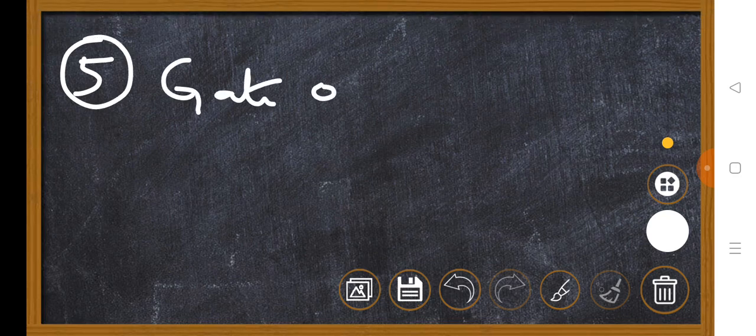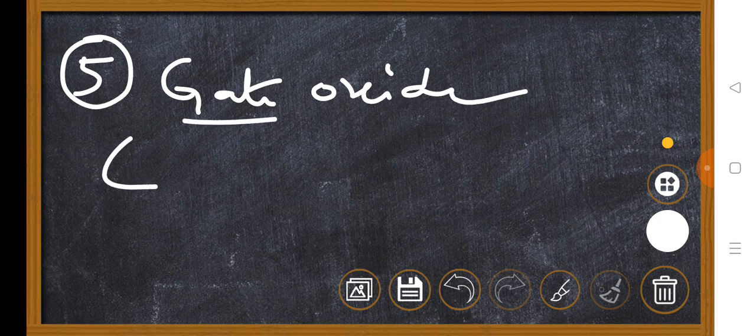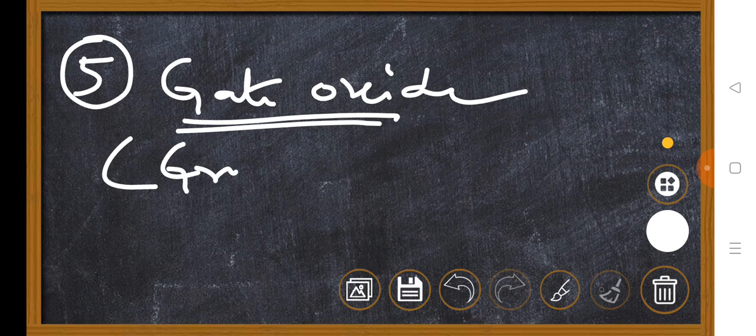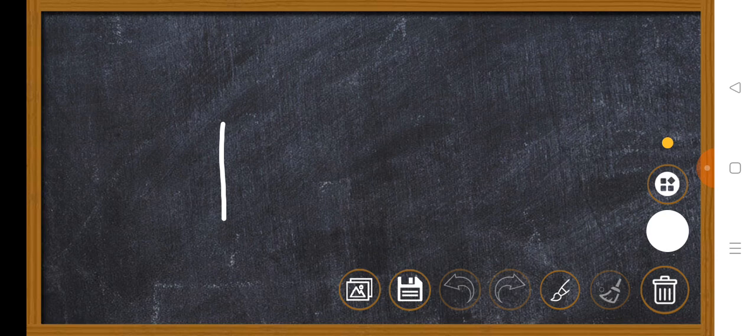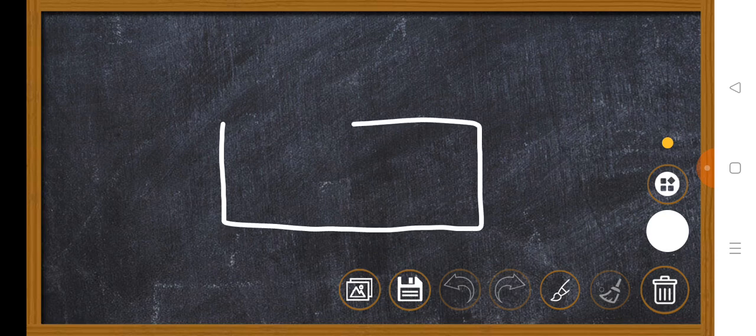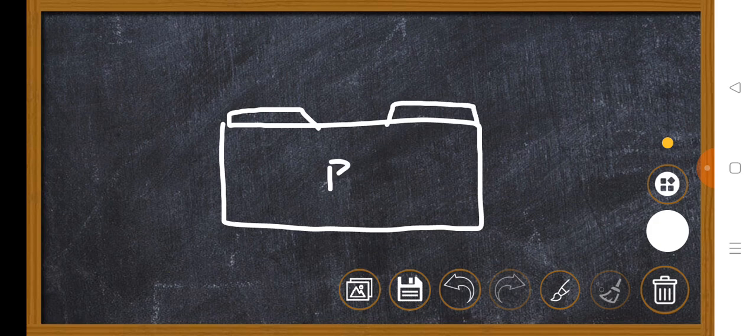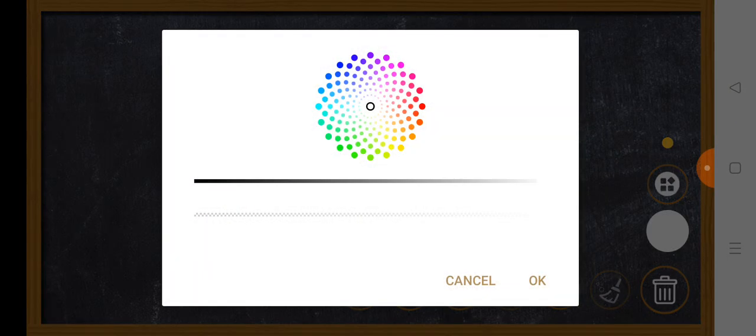We have to grow a gate oxide. This step is also known as growing a thin oxide. Is it okay? Now observe how we are going to grow a thin oxide. This is opening a window in an oxide. Now we have to grow a thin oxide.